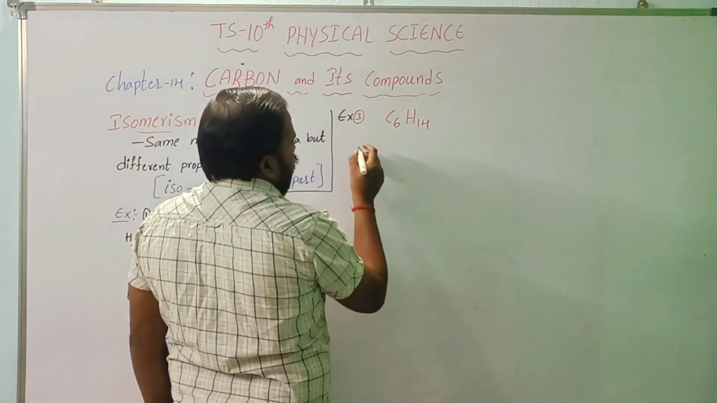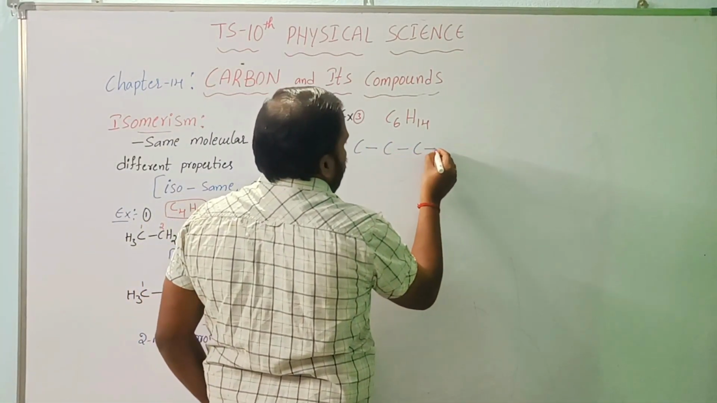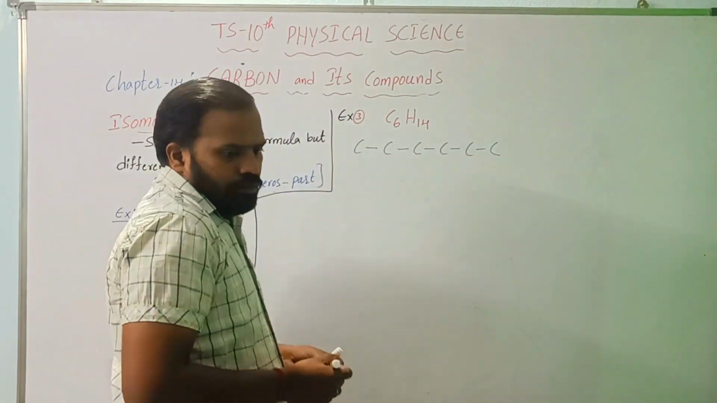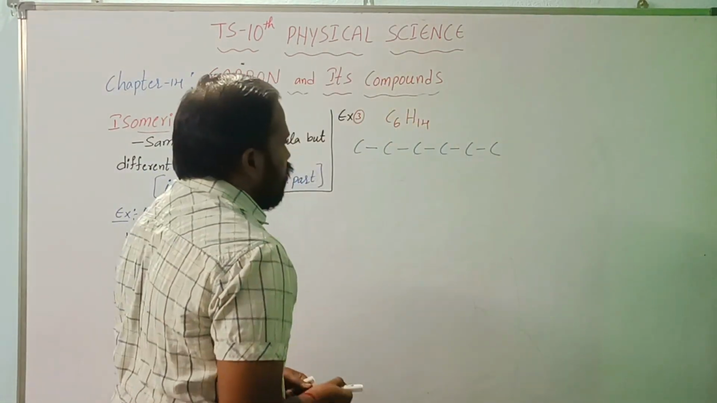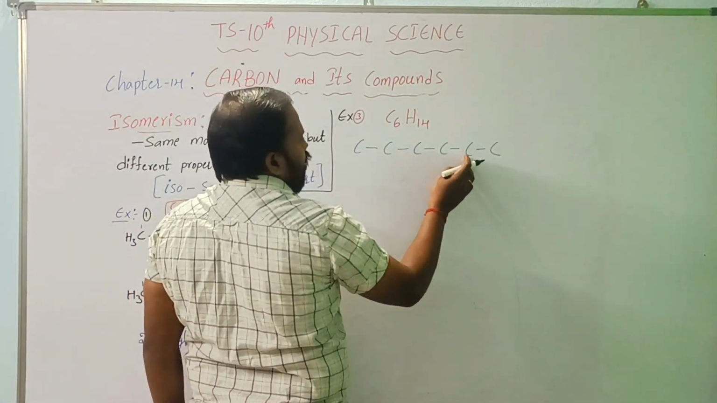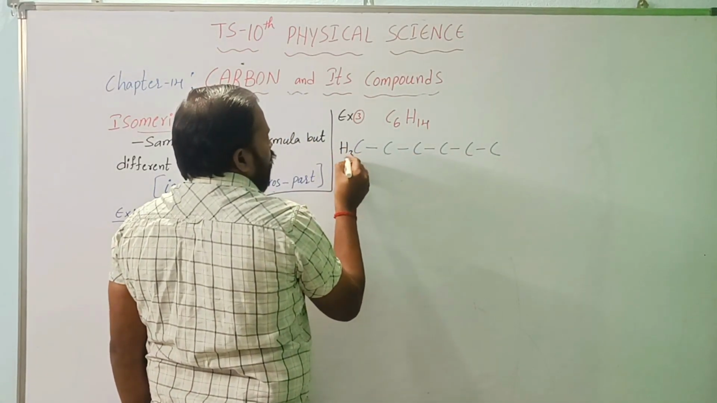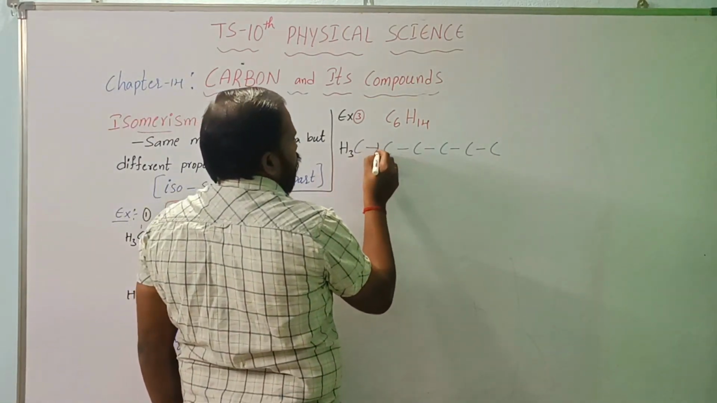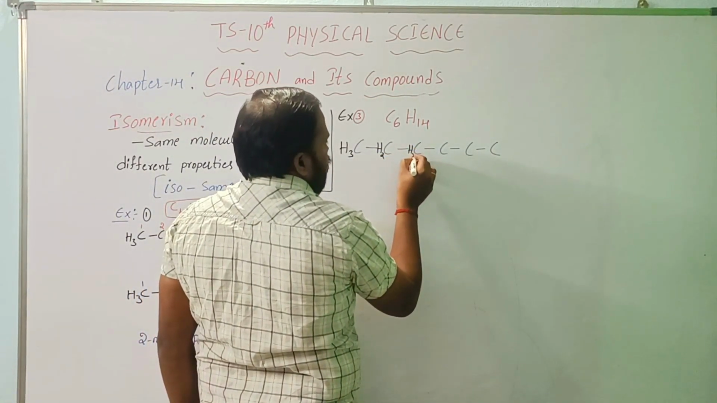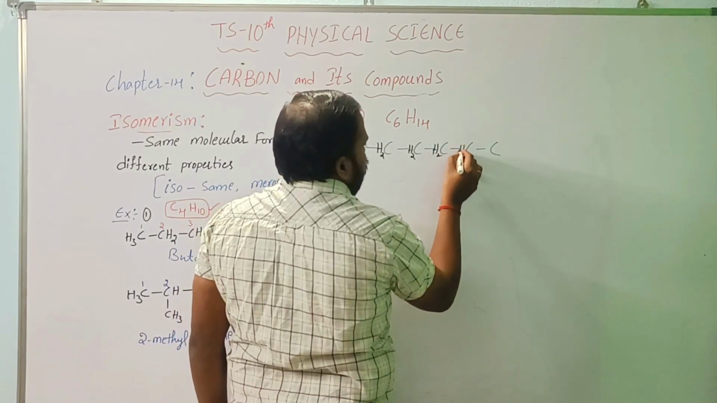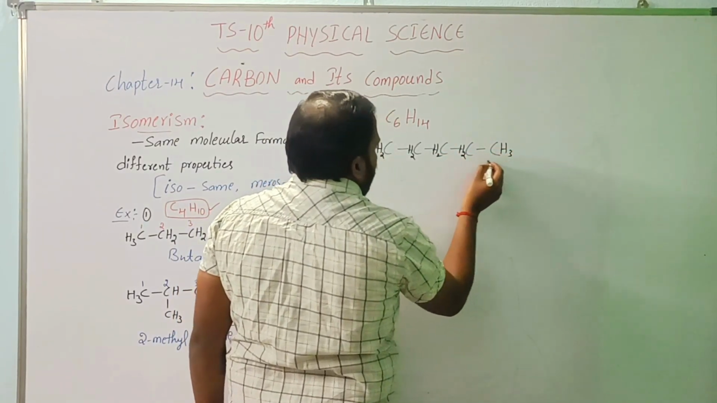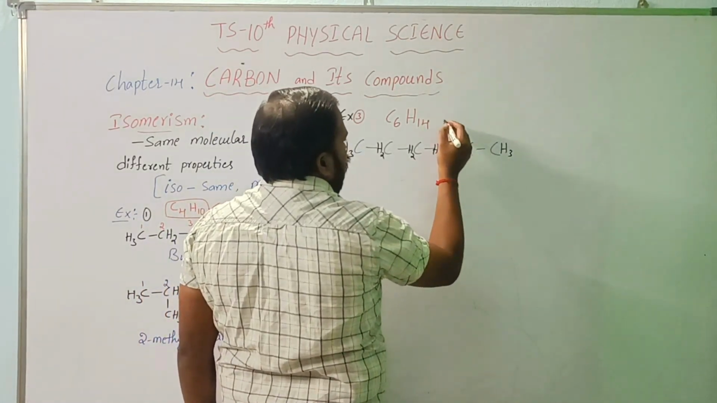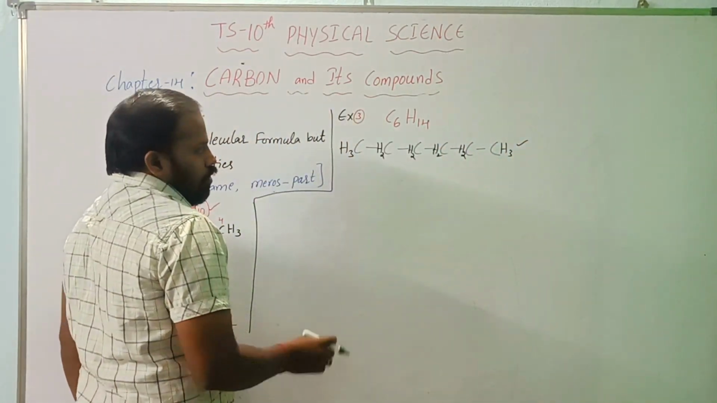So first, the general structure. 6 carbons: 1, 2, 3, 4, 5, 6. Every carbon must be bonded with 4 bonds. So CH3, CH2, CH2, CH2, CH2, CH3. Total hydrogens: 3 plus 2 is 5, 7, 9, 11, 14. So this is one possible structure.